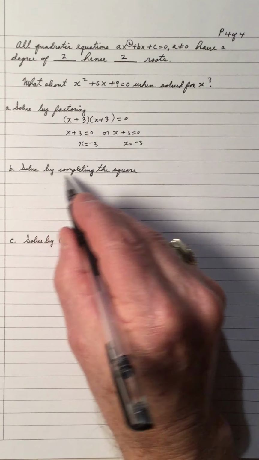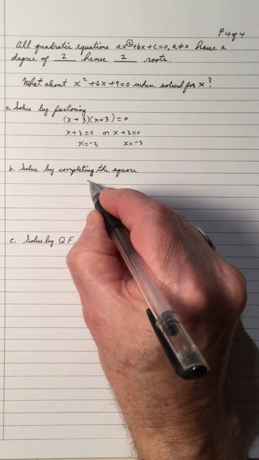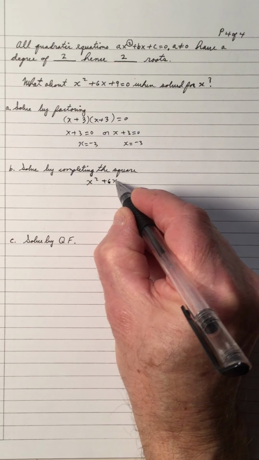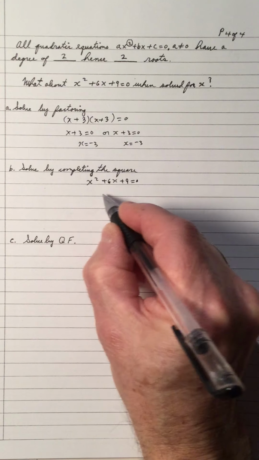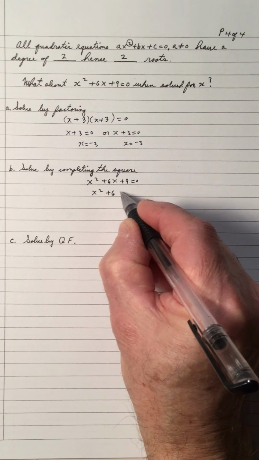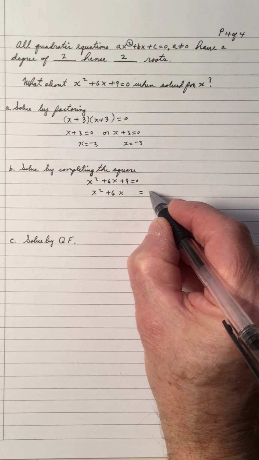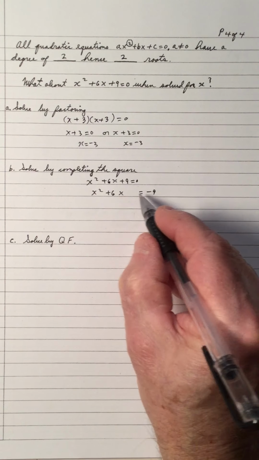Okay, let's solve by completing the square. So x squared plus 6x plus 9 equals 0. To complete the square, you move the 9 to the right side and make it negative.